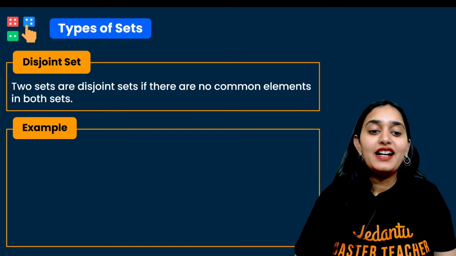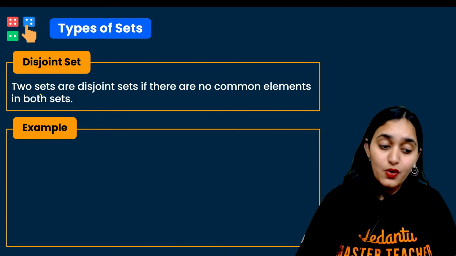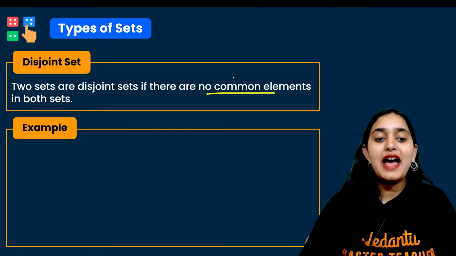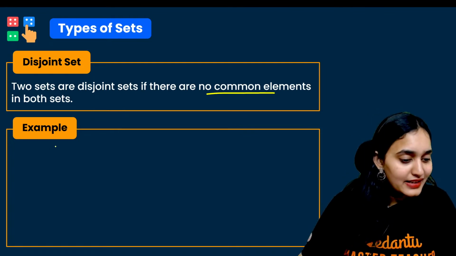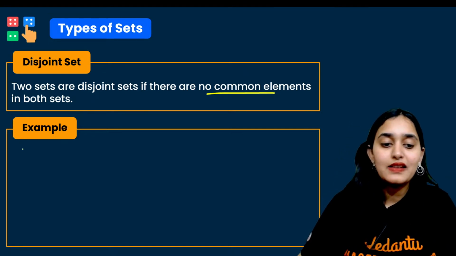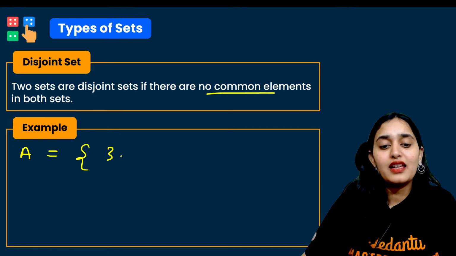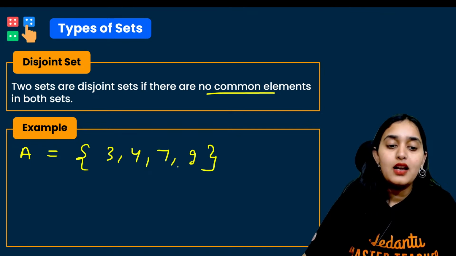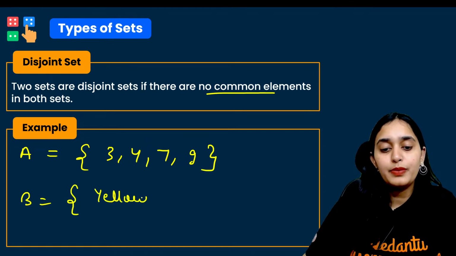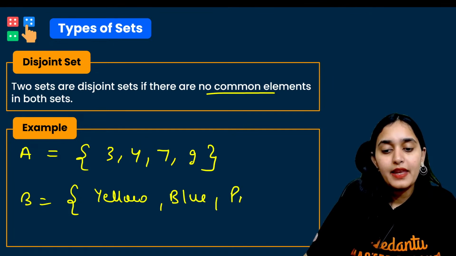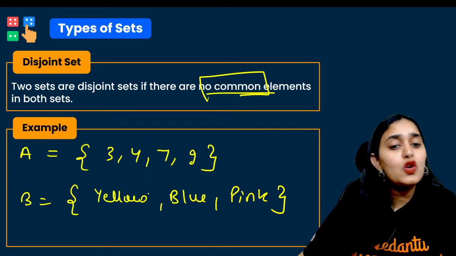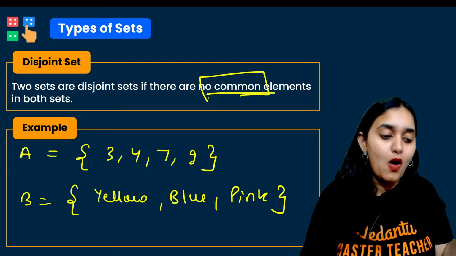Alright. Next is disjoint sets. If two sets have no common elements, then they are called disjoint sets. Isn't it very simple? No common elements means, again, set A has 3, 4, 7, 9. Set B has something like yellow, blue, pink. Are they having any element common? No. So they are disjoint sets. They have nothing common.